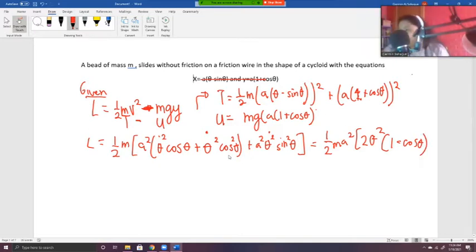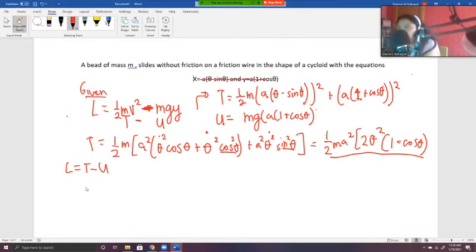If you combine this and this, remember in trigonometry, cosine squared plus sine squared is equal to 1. So if you combine that and do a little bit of algebraic manipulation, I will arrive at this. Oh, sorry. This should be T. This is T. Alright, sorry. This should be T. And then let's combine L, T minus U.